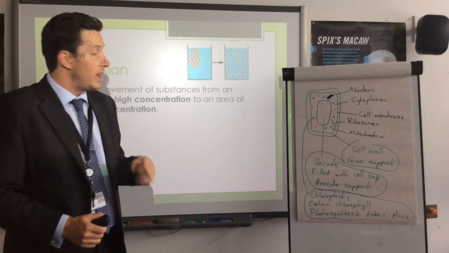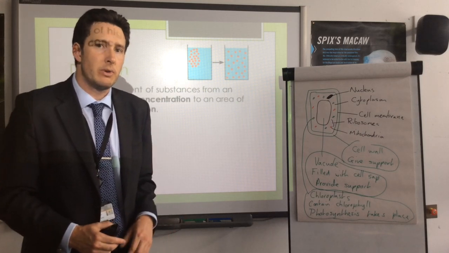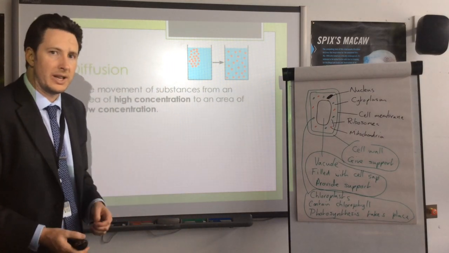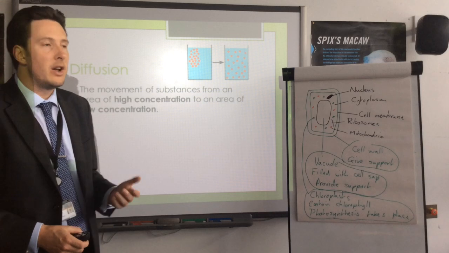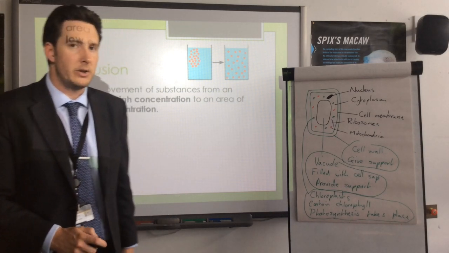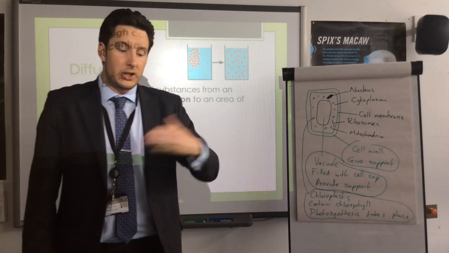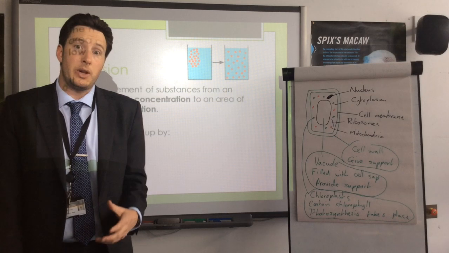In a plant, water can get into the roots through diffusion, or water can get into the cells through diffusion. So the movement of substances in B2 is always through diffusion. You can speed up diffusion, so you can enable it to go faster by doing a few things.